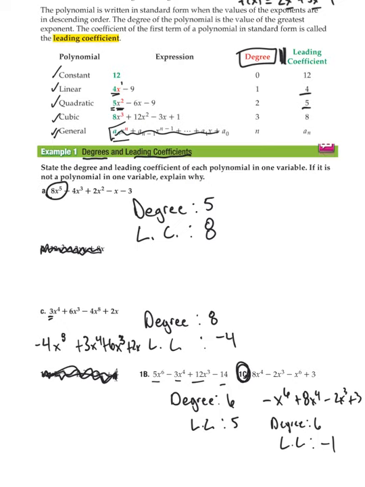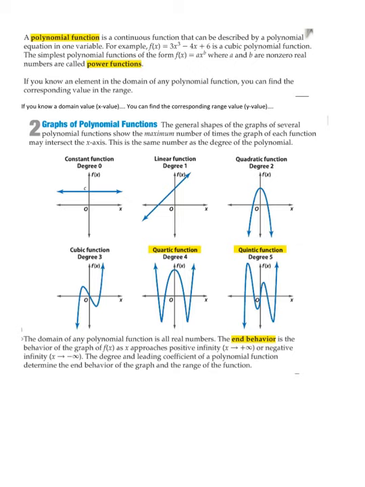Let's take a look at the next page. A polynomial function is a continuous function that can be described by a polynomial equation in one variable. I'll give you an example there. With polynomials, you can plug any x value in. The domain is all real numbers, so you can plug in any domain value and you can get a y value back out, or a range value.